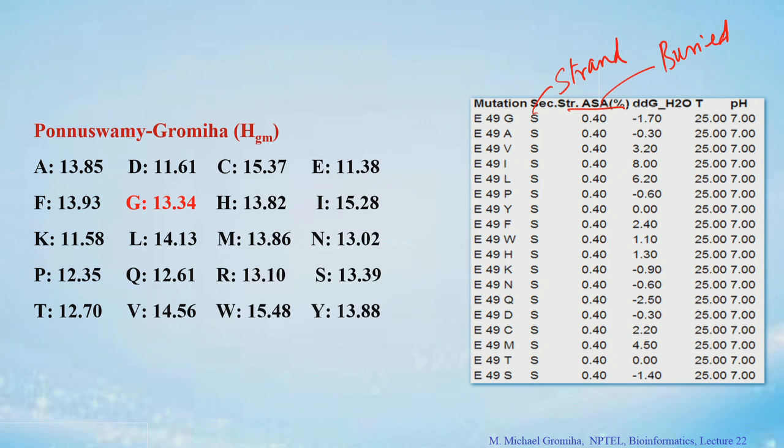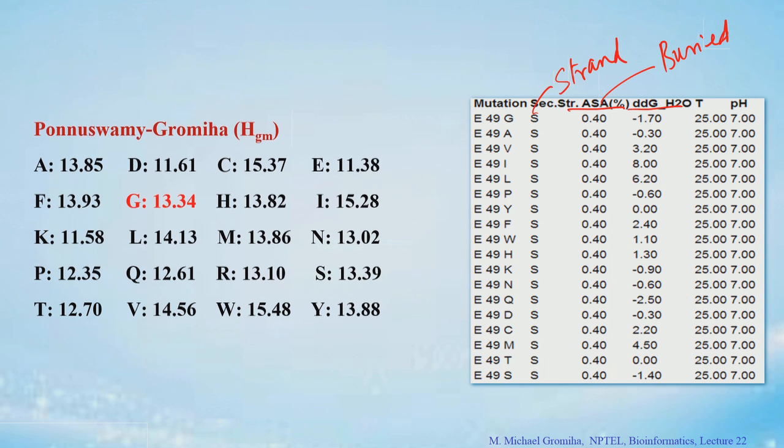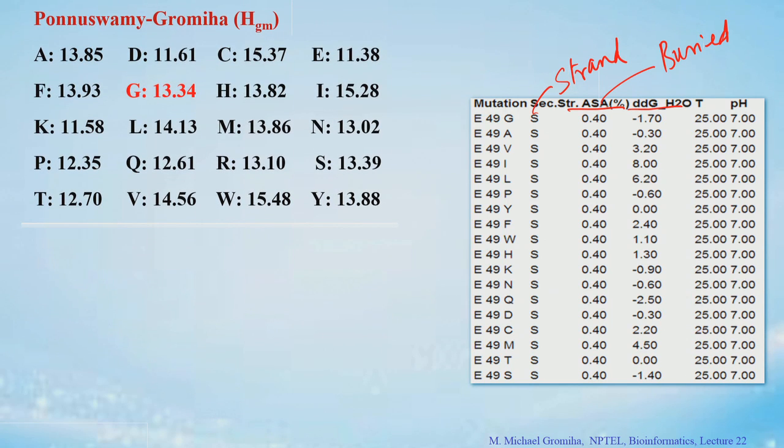So, now we see which properties reflect better correlation with this delta delta G H2O. This is the experimental data and we have several properties. This is the buried one and a strand mutation. So, we can use the hydrophobicity values to see whether this can have good correlation or not. In this case you can draw a graph. Here this is the delta HGM, this is the hydrophobicity scale, and here you can see delta delta G H2O.